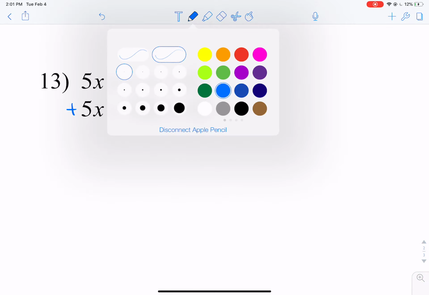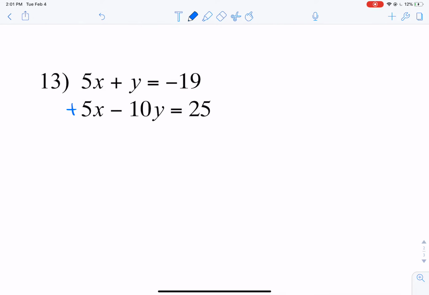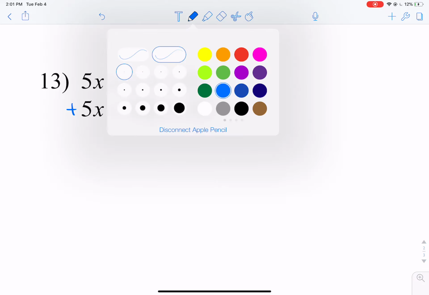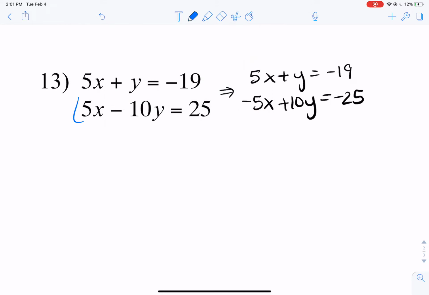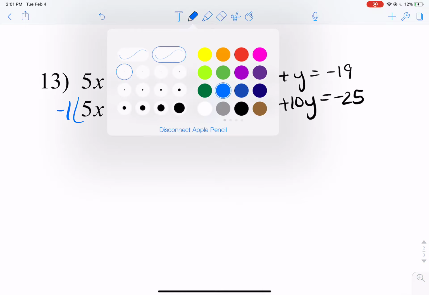All right, so adding again is not going to work. 5 plus 5 doesn't give me 0, and 1 plus negative 10 doesn't give me 0. But a positive 5 and a negative 5 would give me 0. So let's do that. Let's multiply the bottom equation by negative 1. So we end up with a negative 5x, a positive 10y, and a negative 25. And so you see what I did, I multiplied this by negative 1. That way the 5s could be opposites of each other.